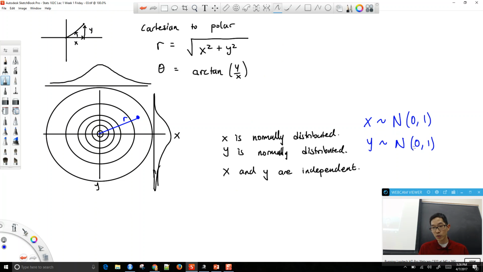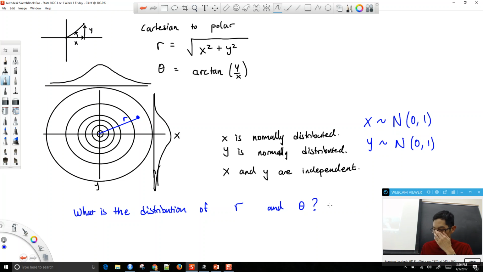So x and y are normal with mean 0 and standard deviation 1. We're going to ask, what is the distribution of r and theta? Okay. Do we have any idea? Well, we're going to try to derive or figure this out, okay?